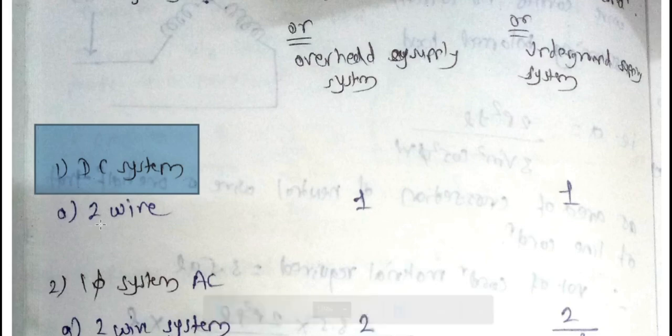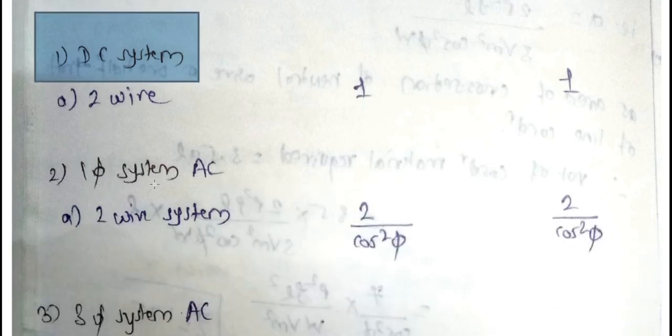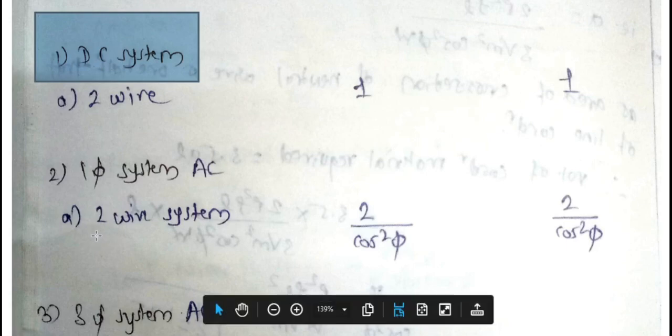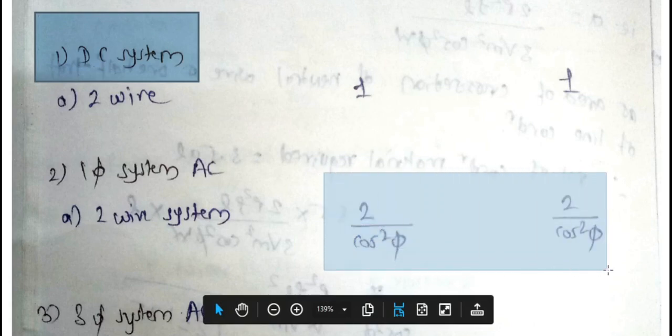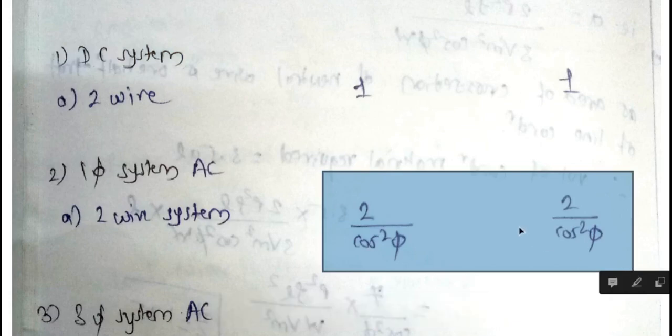But for the case of single phase AC system, whenever we are using the sub classification as two wire system, then for the overhead and underground there is again the same value of volume of conductor material used. So here also there is no difference between overhead and underground system for the single phase AC system.